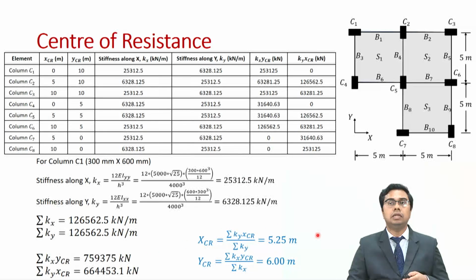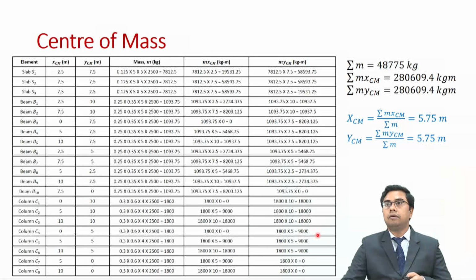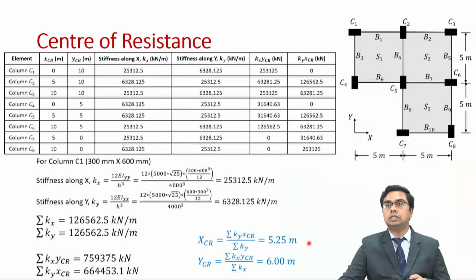In this case, we have done the necessary calculations. You can pause the video lecture and try to see if these calculations make sense to you. We have found the values of x and y coordinates of the center of resistance as 5.25 meters and 6 meters respectively. So now, as we have earlier found the center of mass at 5.75 meters in either direction, the center of resistance is located at 5.25 meters and 6 meters along x and y.